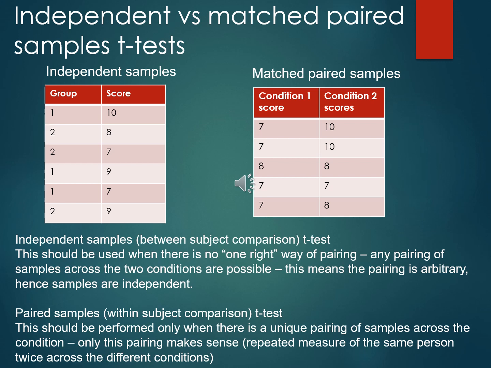On the other hand, on the right side, you have two sets of data in column 1 and column 2, designated as condition 1 scores and condition 2 scores. This means each individual person has two sets of data. This signifies a repeated measure design, therefore it can be paired. The comparison is for the first person 7 to 10, second person 7 to 10, the third person 8 to 8. So in this case, this is a paired samples t-test because it's a repeated measure design.